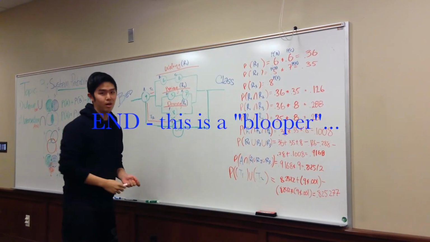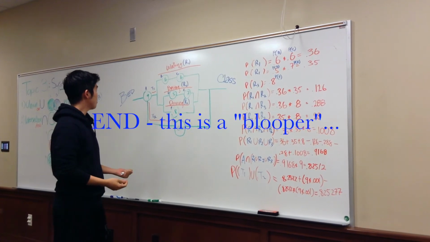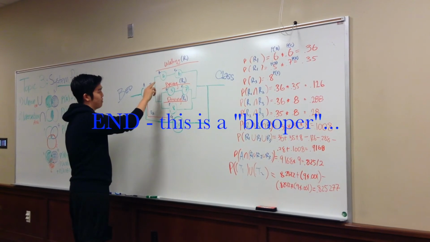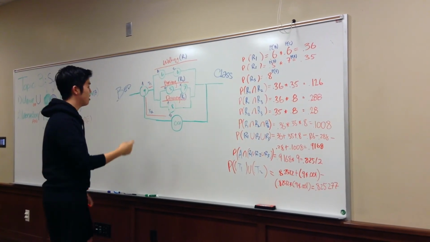Then we want to calculate the different probabilities of events happening within those three R's.